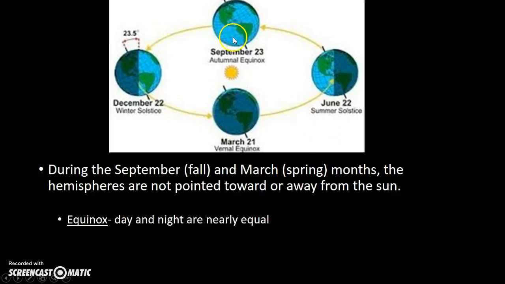During September and fall, the hemispheres are not really pointed toward the sun at all. They're kind of equal. These are called equinoxes. That's when day and night are nearly equal. So we have two of them. We have the autumnal equinox, which happened on September 23rd, and we have the vernal equinox, which happens on March 21st.